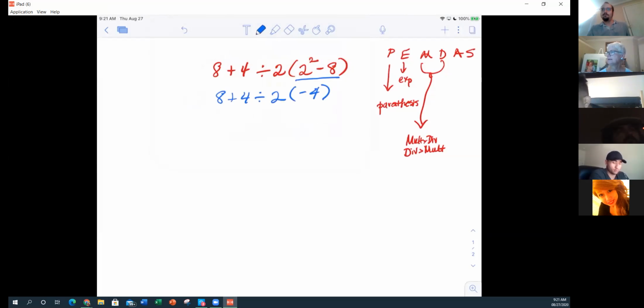And then I also did the exponent in there too. And then now I have addition, division, and multiplication. So what comes first before addition is multiplication and division. And you do it in the order that you see it. So this is going to be 8 plus, and the first thing you see with regard to multiplication and division is the division. So it's 4 divided by 2, which is 2, times -4, because we do the next.